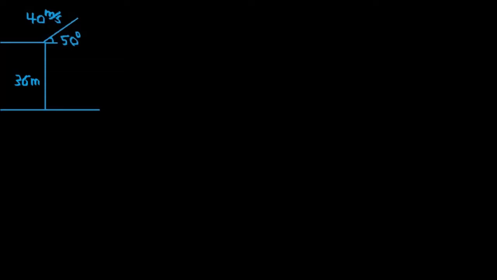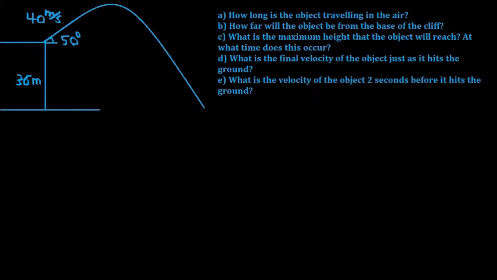Hey there. So we're given a problem here. An object is being launched at 40 meters per second at 50 degrees relative to the ground, on a cliff. The cliff is 36 meters tall. That's how high it is.